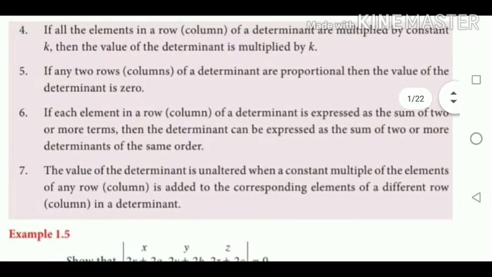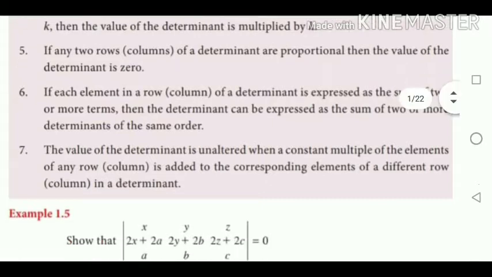Then the fifth property: if two rows or two columns of a determinant are proportional, then the value of the determinant is 0. Proportional means, for example, the first row is 1 2 3 and the second row is 2 4 6, that is, it is a multiple of 2 or multiple of 3, like that it is proportional. In such a case, here also the value of the determinant is 0.